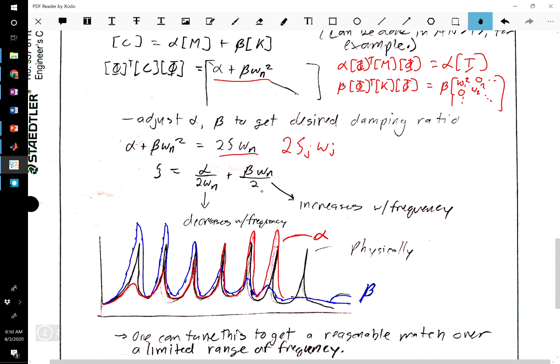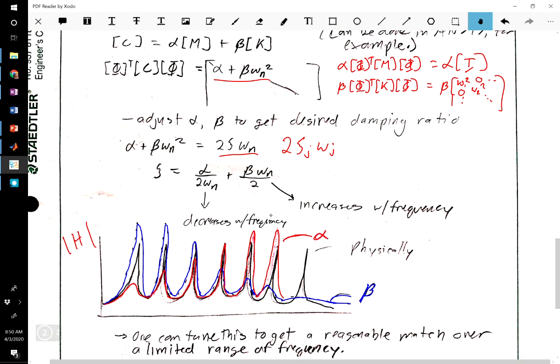So the challenge with this approach is if we have a multimode system, the damping due to the beta term is going to increase with frequency. So if we were looking at the magnitude of the transfer function, we would see the peaks getting lower and lower, or more heavily damped as frequency goes up. And in contrast, the alpha term has damping that is really high at low frequency, and then it goes down, so the amplitude goes up with frequency.